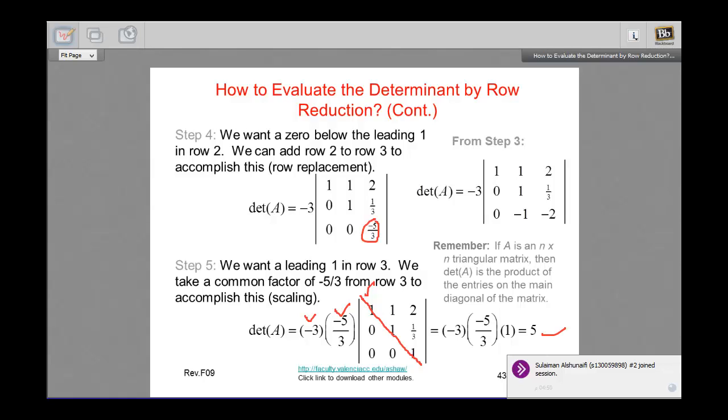Yes, tell me, Suleiman. Yes, we can take the common factor in the determinant. Where 1 by 3? Where do we take the 1 by 3?